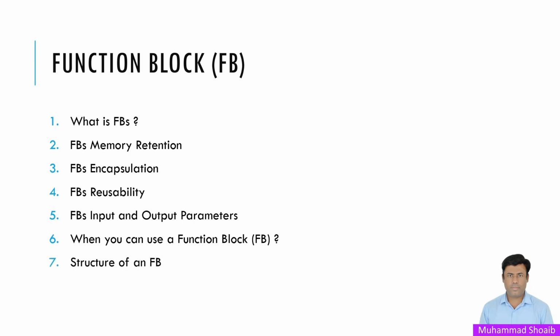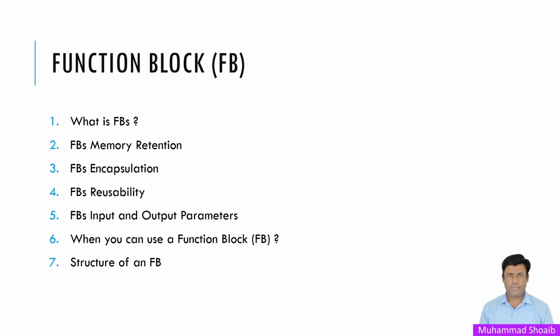So, the structure of the FB. The structure of an FB consists of input parameters. These input parameter values pass into the FBs, like the motor start and stop command. We will shortly see how we can configure the input parameters of the FB. Then we have the output parameters: values returned from the FB, like the motor status, whether the motor should run or stop.